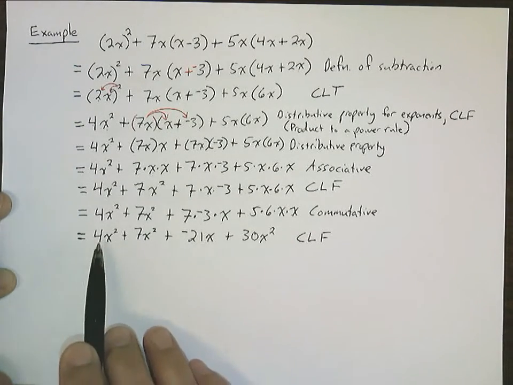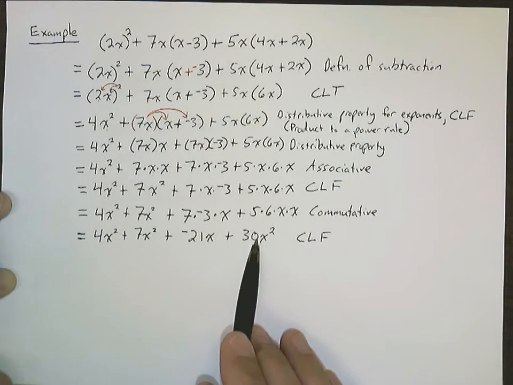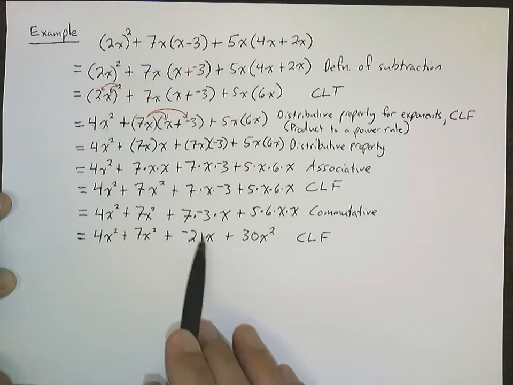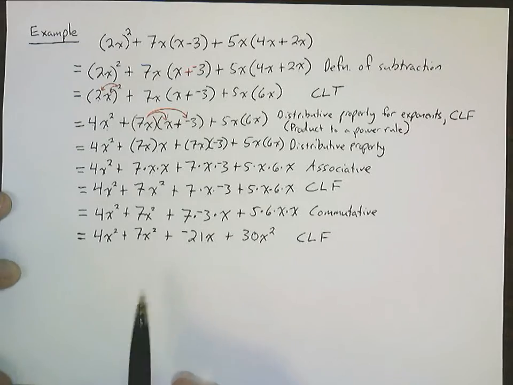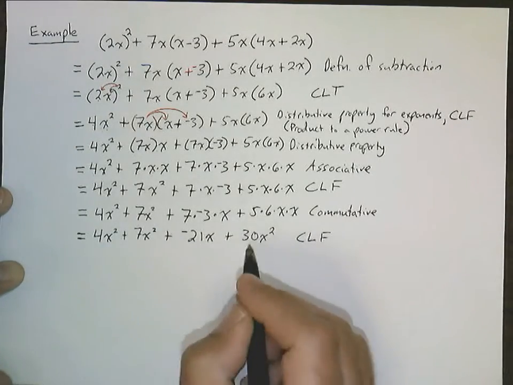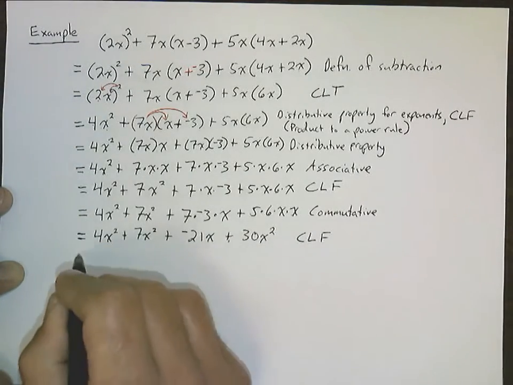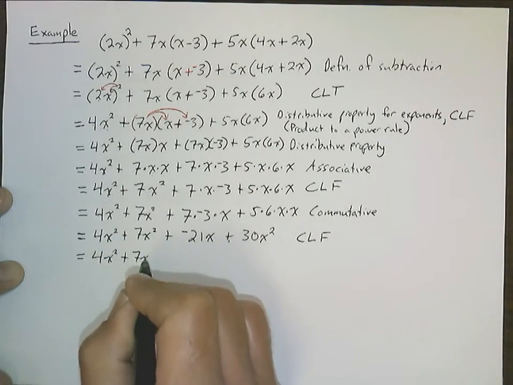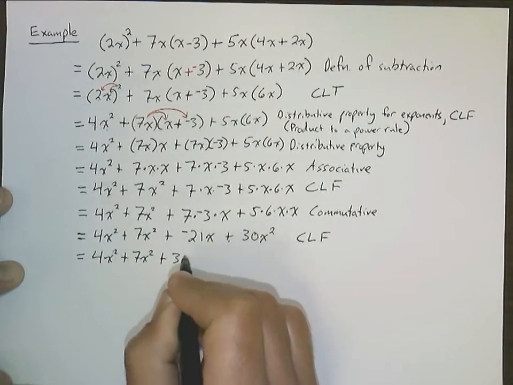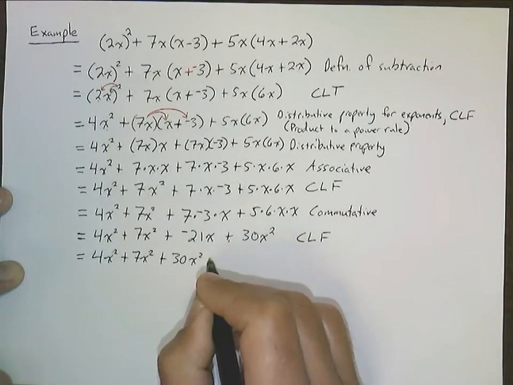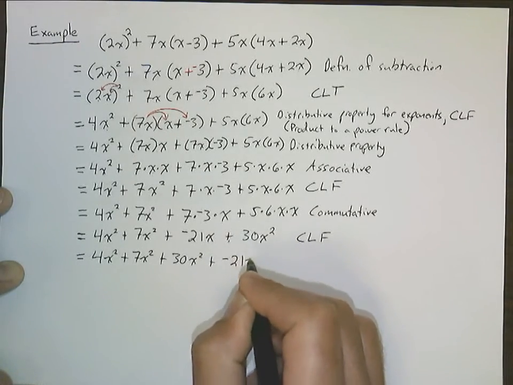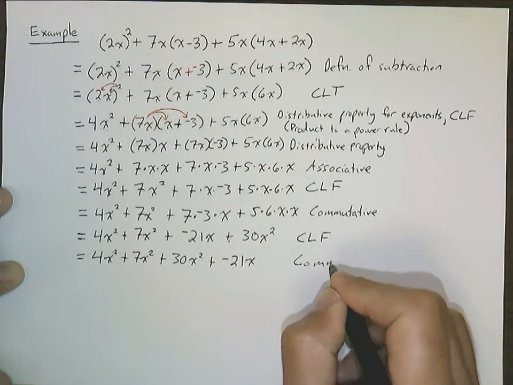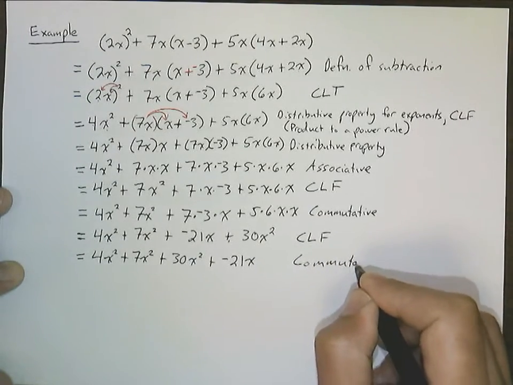Now we see that we have 3 like terms in here. So in order to get these like terms together, we're going to have to switch the order of these two terms, again by applying the commutative property, this time of addition. So this is 4x squared plus 7x squared plus 30x squared plus negative 21x. Applying the commutative property.